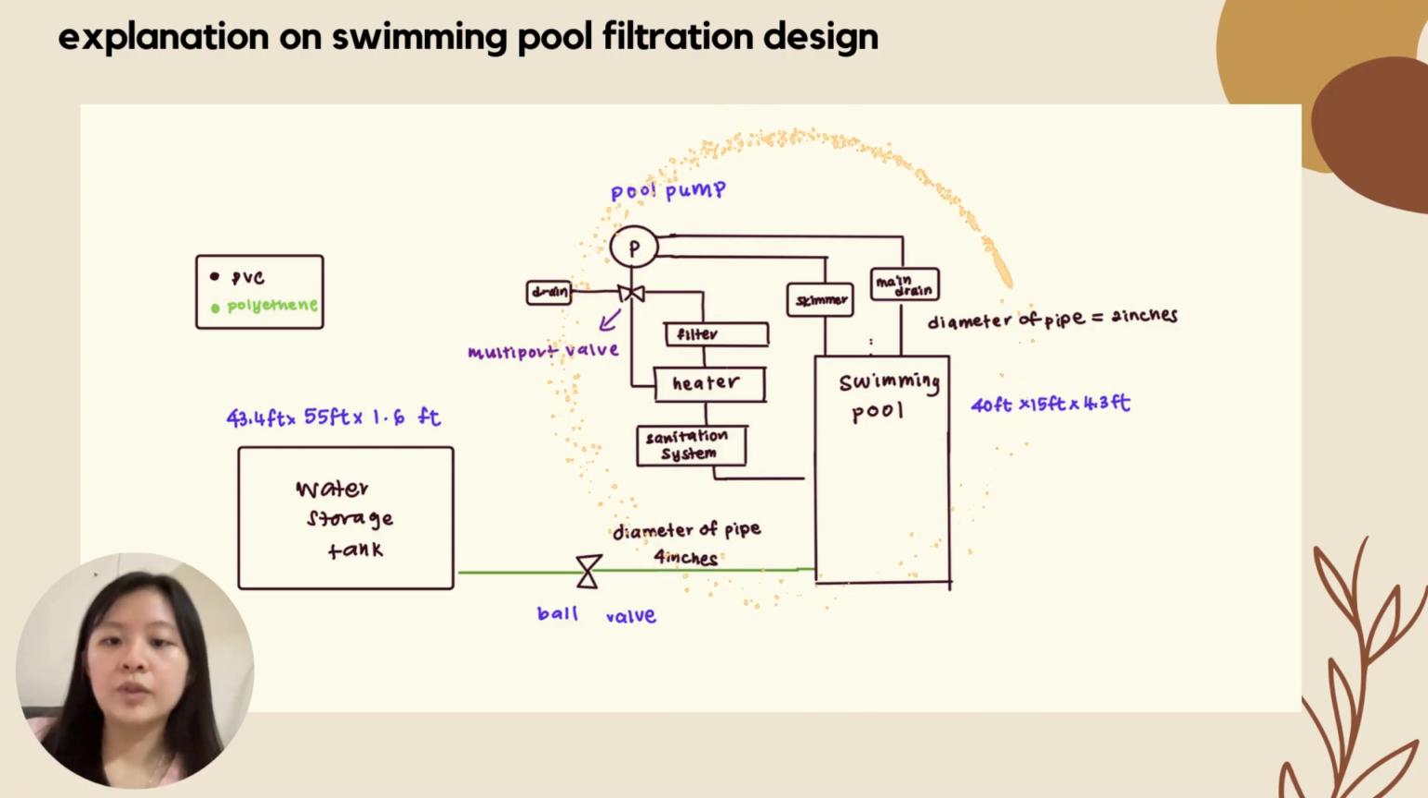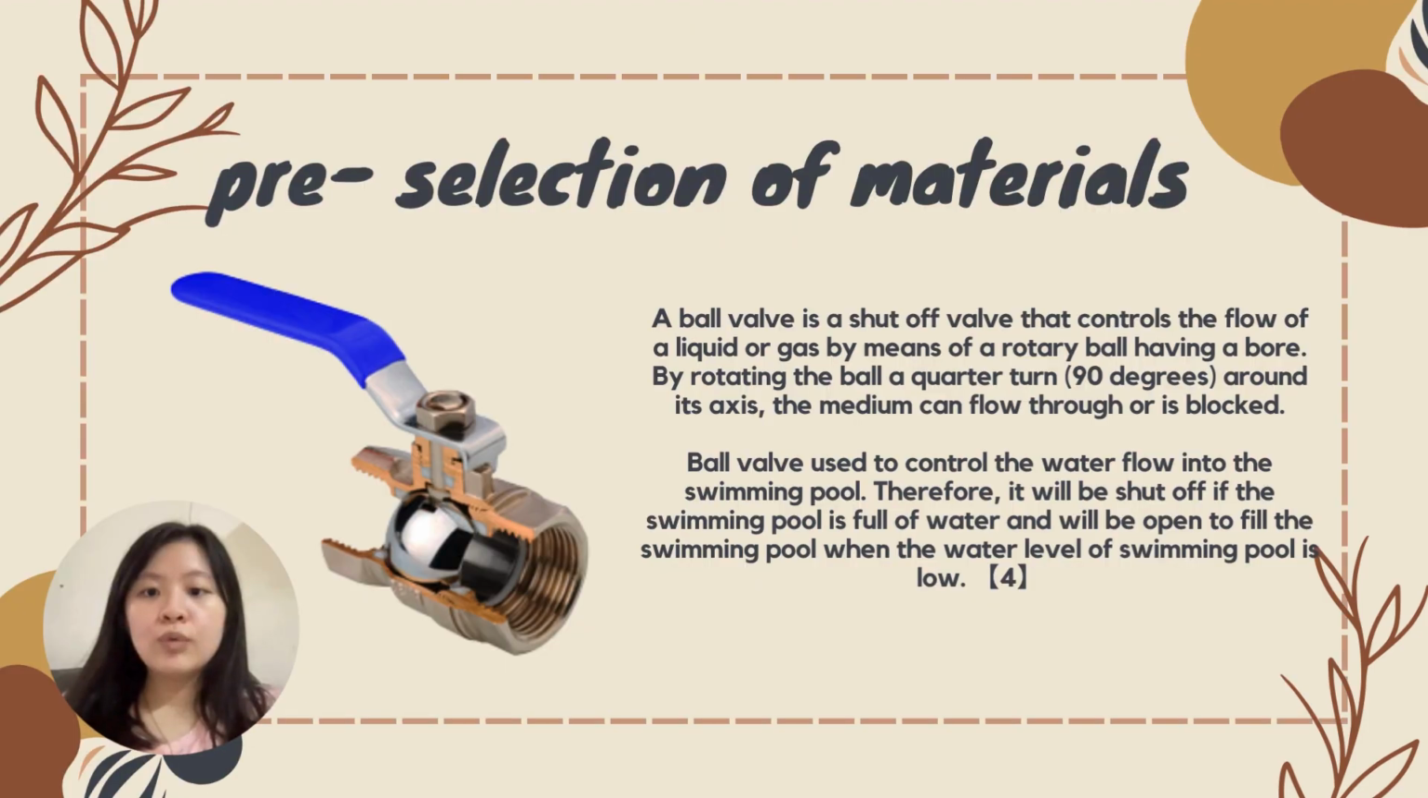So the type of valve we choose is multi-port valve in this case, and multi-port valve can connect to various equipment such as filter, drain, and also a heater. And the clean water, after being filtered, is going back to the swimming pool. So this can actually help us to save water. So for the storage tank and the swimming pool, the valve connector we choose is the ball valve.